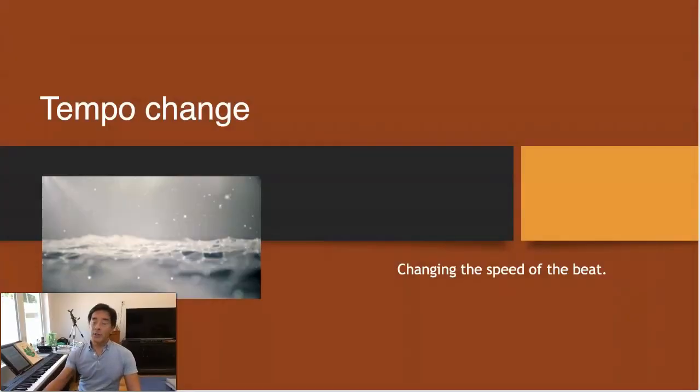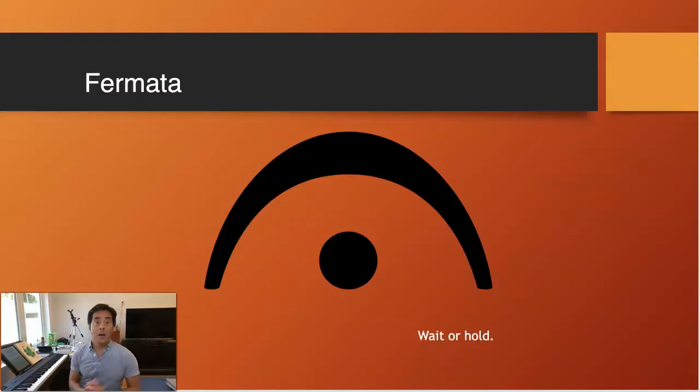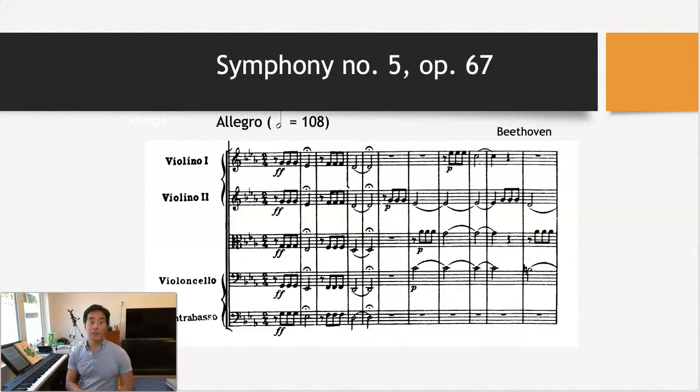In this video, I'm going to be talking about tempo change. Tempo change is simply the changing of the speed of the beat. And in music, there are many ways of doing this. One way we've already seen is the fermata. So what does the fermata do? It puts a little hold on the note that it's over.